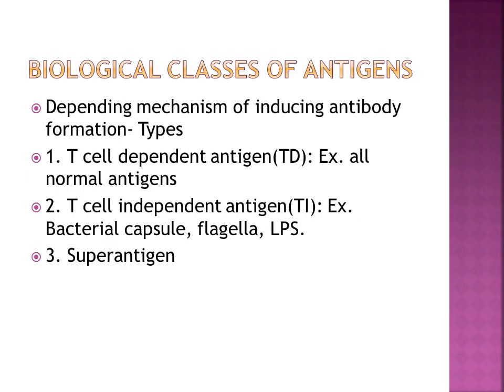Now we'll see biological classes of antigens. There are mainly two types, depending on the mechanism of inducing antibody formation. First is T cell dependent antigen, also called TD. All normal antigens are TD, or T cell dependent antigens. Then second is T cell independent antigen, also called TI. Examples are bacterial capsule, flagella or LPS, that is lipopolysaccharide. They are T cell independent antigens. And the third type is superantigen.